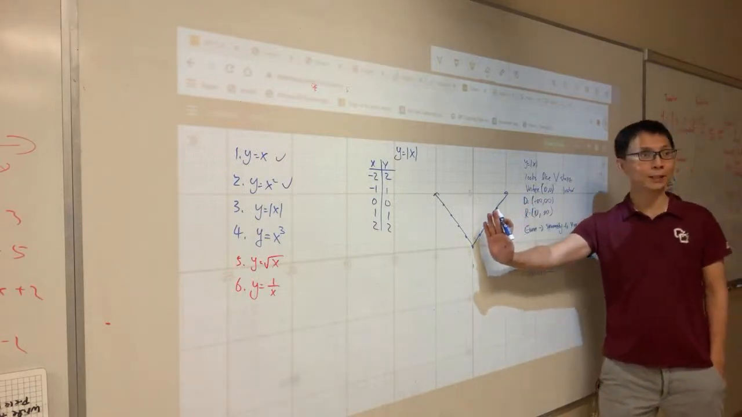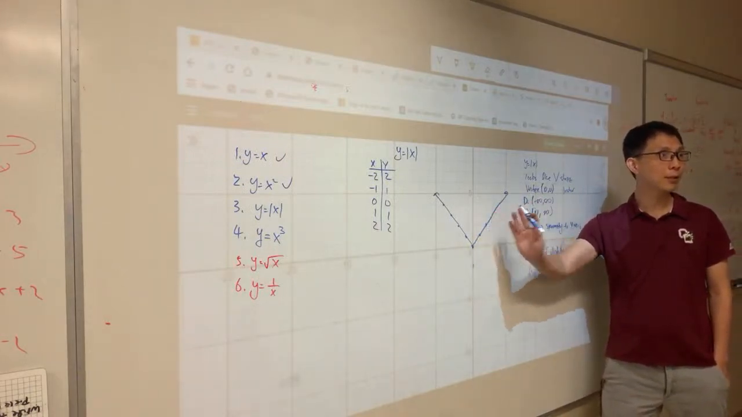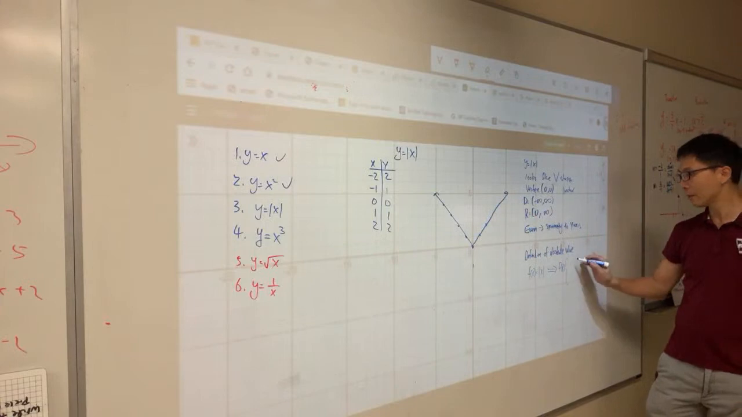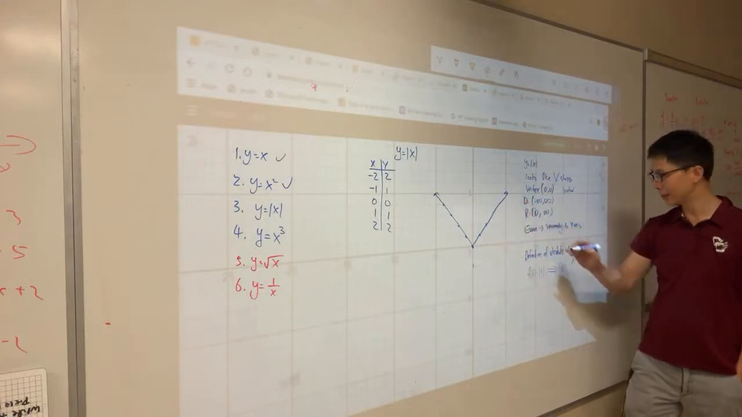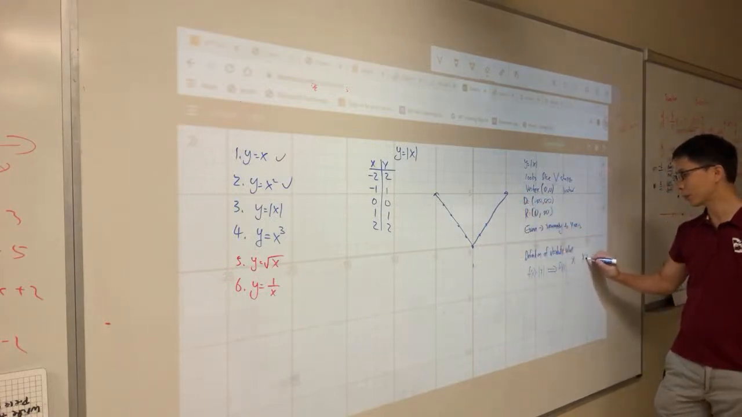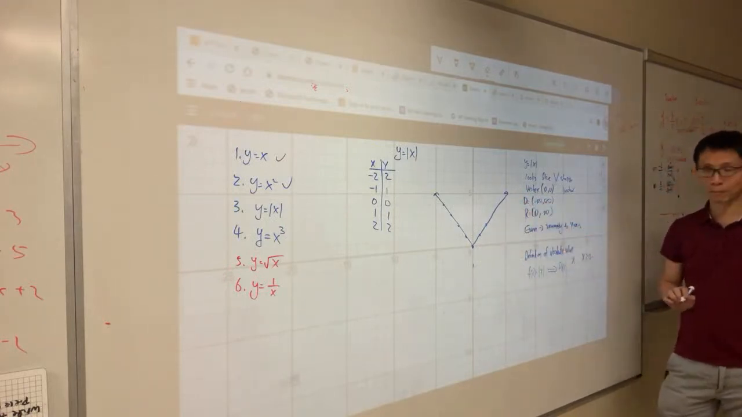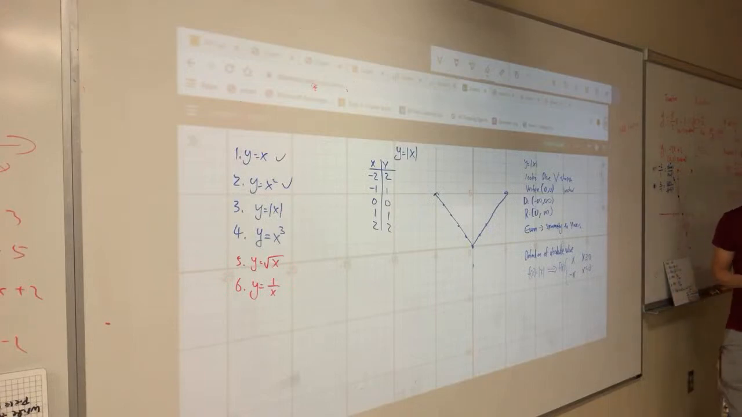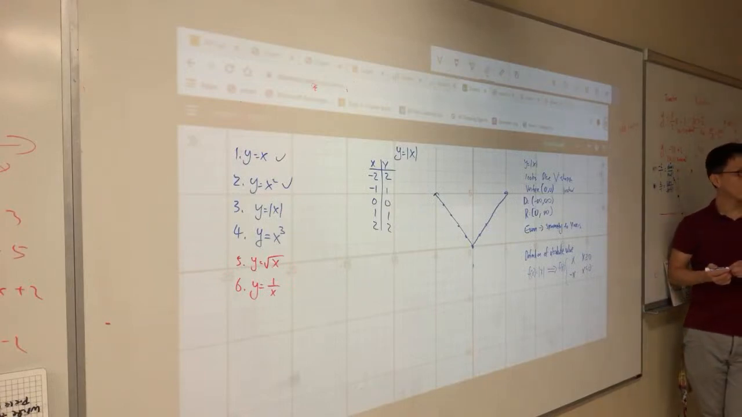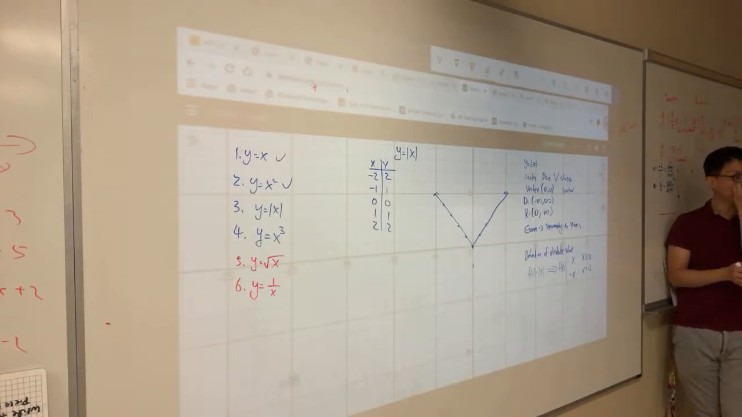I'm going to break this function into two pieces. Why are two pieces important? Because you have to understand this is not only one function here. There are two functions: y equals x when x is greater than 0, and negative x when x is less than 0. Those are the definition of absolute value. So the true definition has to be broken into pieces, and that's very important when you come to calculus.